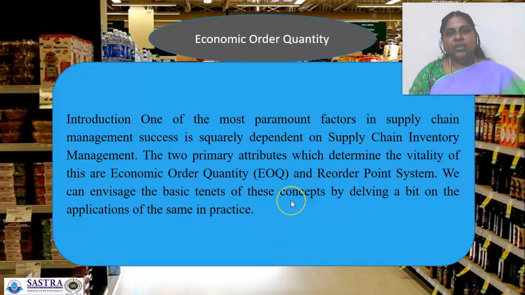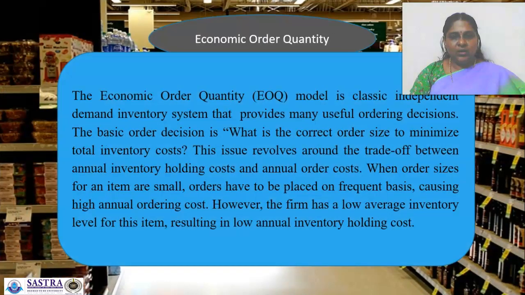We can envisage the basic tenets of these concepts or components by delving a bit into their applications in practice. The economic ordering quantity model is a classic independent demand inventory system that provides many useful ordering decisions. The basic order decision is: what is the correct order size to minimize my total inventory cost? This issue involves the trade-off between annual inventory holding cost and annual order cost.